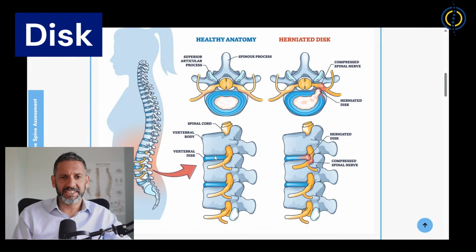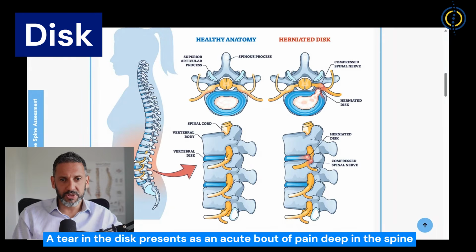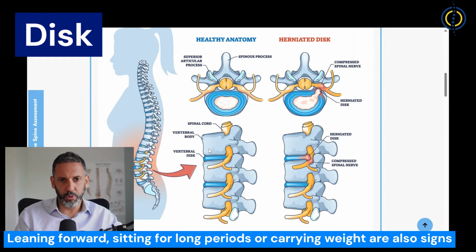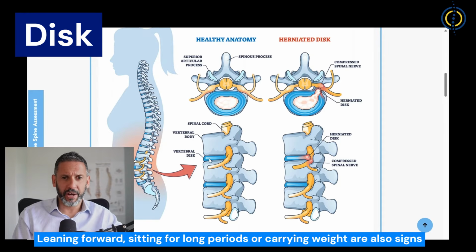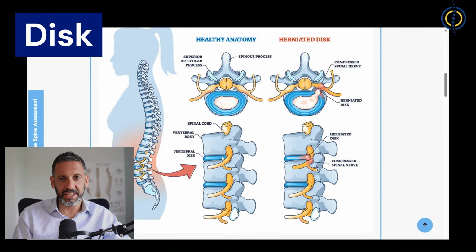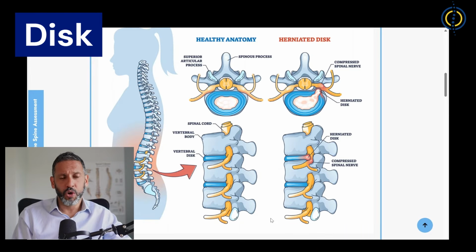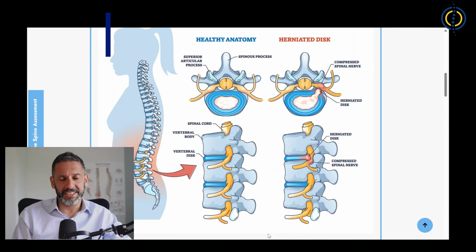If you have a tear in the disc, it is quite normal to feel an acute bout of pain, which is deep in the spine. It tends to be worse on leaning forwards or sitting for a prolonged period of time or carrying weight. If the material within the disc has started to herniate and pinch a nerve, then this can send referred pain down the leg and also be associated with numbness or tingling, or in worst case scenarios, weakness.